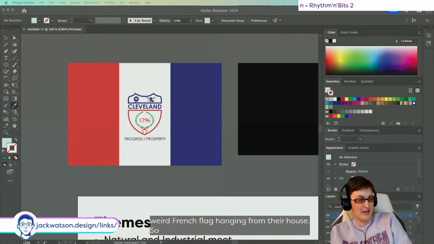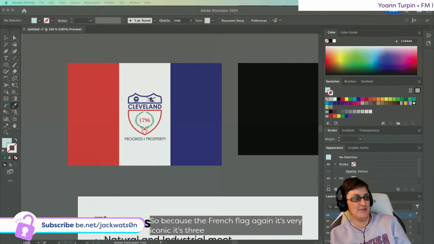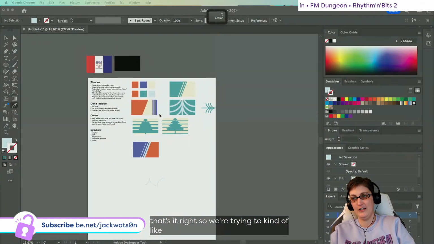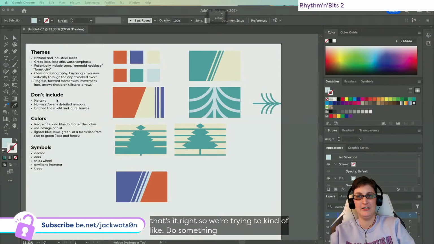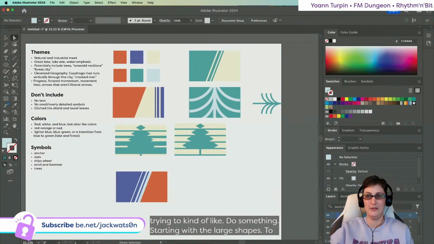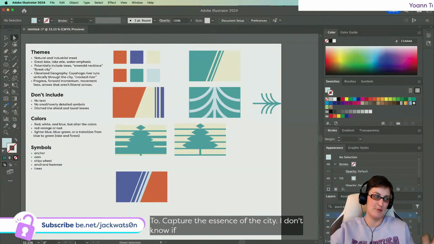Because the French flag, again, is very iconic. It's three stripes of color and that's it, right? So we're trying to do something, starting with the large shapes, to capture the essence of the city. I don't know if this is really going to go anywhere.